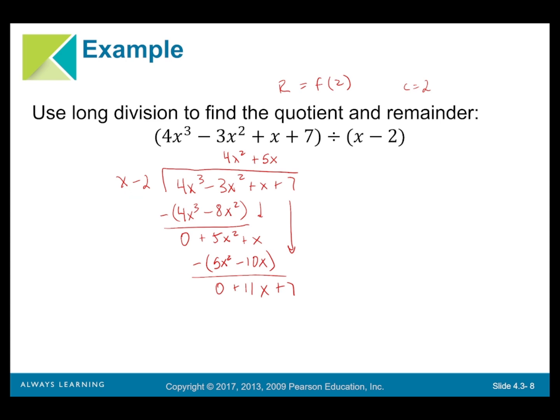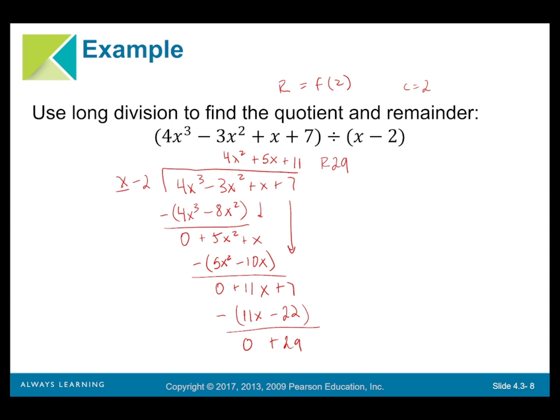Alrighty, last time. What times x gives us 11x? Well, 11 does. So we carry out that multiplication with x minus 2. 11 times x is 11x. And 11 times minus 2 is minus 22. We subtract that whole thing. And I have 11x minus 11x is 0. And I have plus 7 plus 22 is plus 29. So I know I have remainder 29.